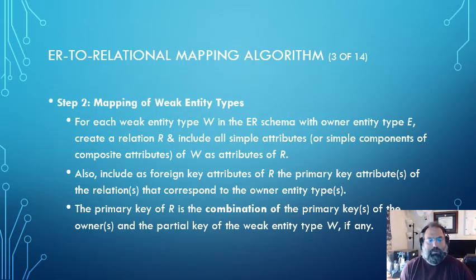Step 2, mapping of weak entity types. For each weak entity type W in the ER schema with owner entity type E, create a relation R and include all simple attributes or simple components of composite attributes of W as attributes of R. Also include as foreign key attributes of R the primary key attributes of the relation that corresponds to the owner entity type. The primary key of R is the combination of the primary key of the owner and the partial key of the weak entity type W, if any.